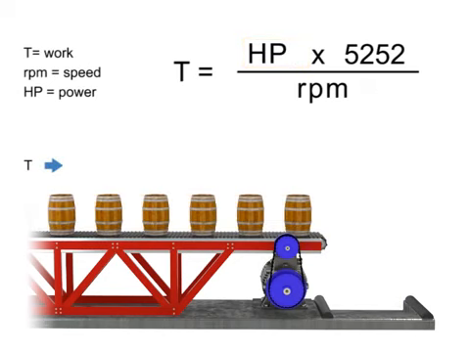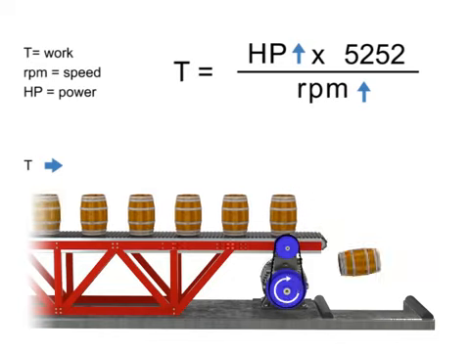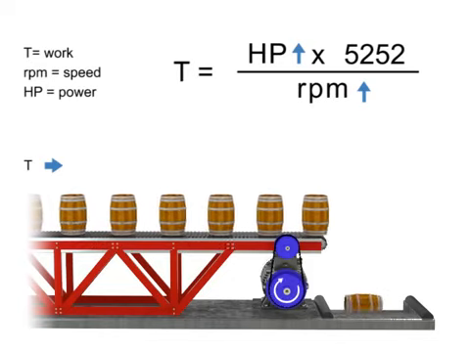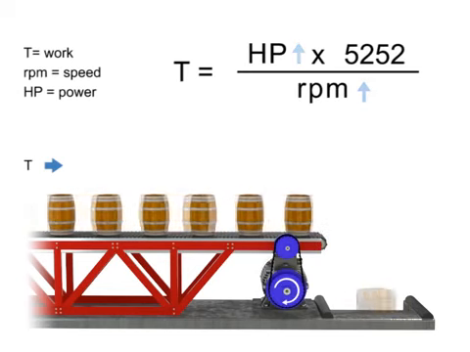Let's say we wish to keep torque constant but want to increase the production of barrels. If the torque, or number of barrels on the conveyor belt, remains constant but speed increases, then the horsepower of the motor also increases. In other words, a more powerful motor is required to produce the same amount of torque more quickly. Similarly, the opposite is true. If we wish torque to remain constant and decrease speed, then the horsepower of the motor also decreases.